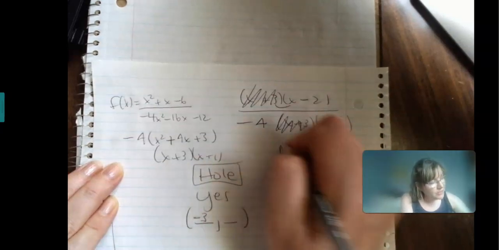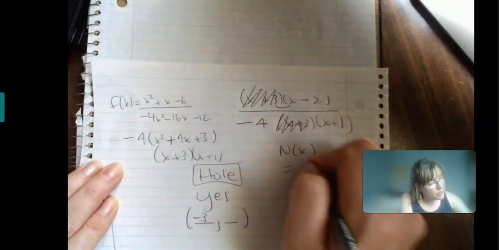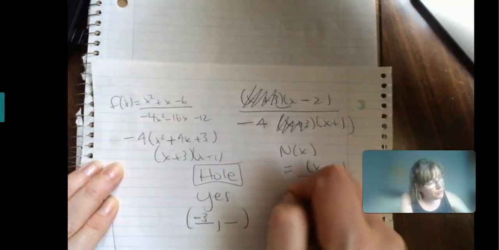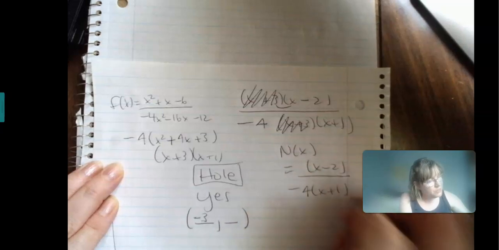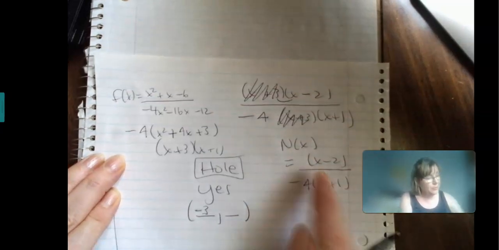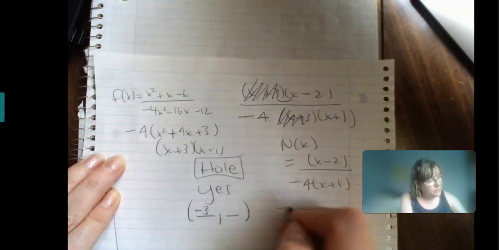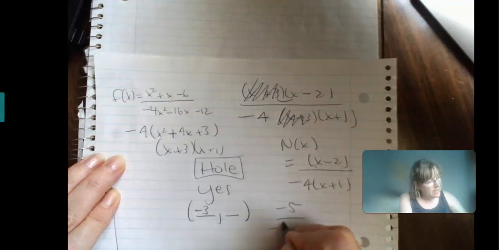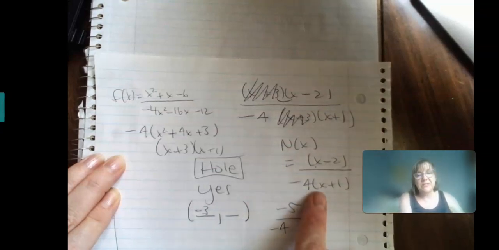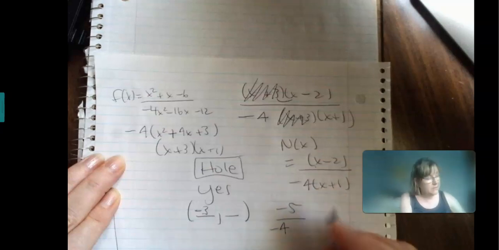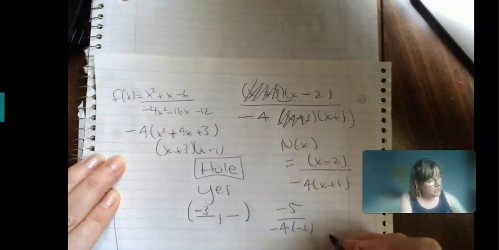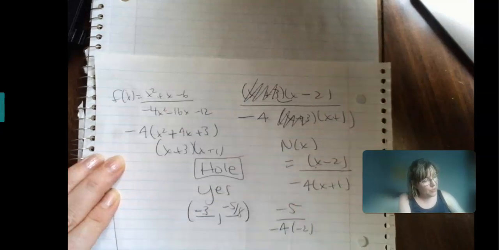You get a new function. I'm going to call it n of x. That's my new function. And my new function is what I sub it into to find the hole. So sub a negative 3 in. So negative 3, negative 2 is a negative 5. Negative 4. Some of you lost that on the quiz. And then negative 3 is what? Negative 2. So what is that? Negative 5/8. That's where the hole's going to be. Okay, that is where the hole's going to be.